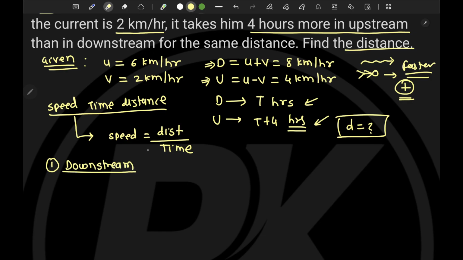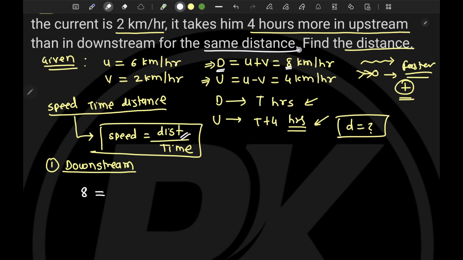So using this same formula, now tell me, for downstream, the speed is how much? That is d, and d is how much? 8. So 8 is equal to the distance divided by time. The distance is the same for upstream and downstream, so let us consider the distance as small d, and the time required for downstream is t hours. So from this equation, shall I write d is equal to 8t? Mark it as equation number 1.